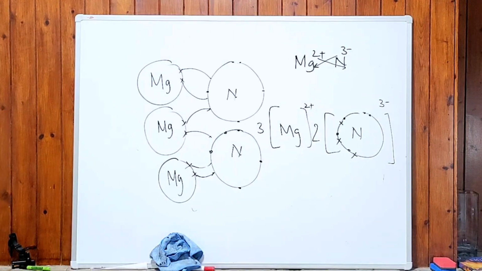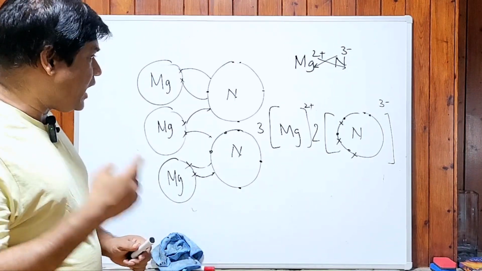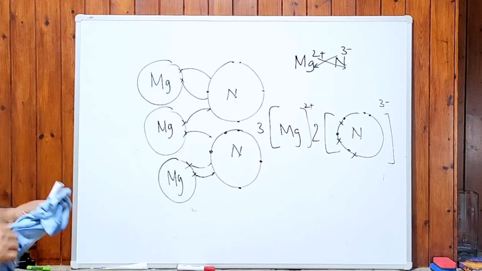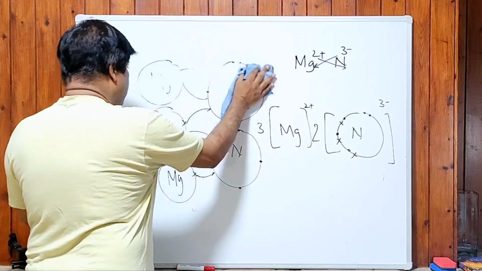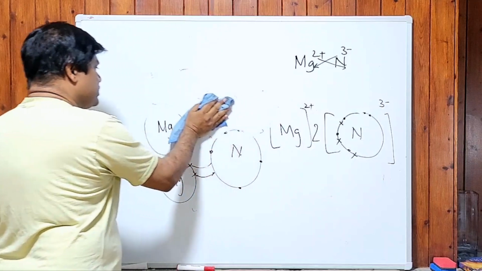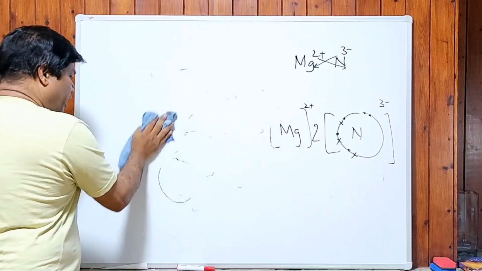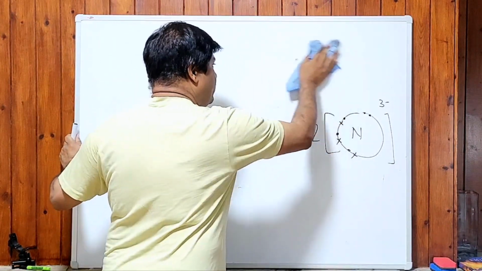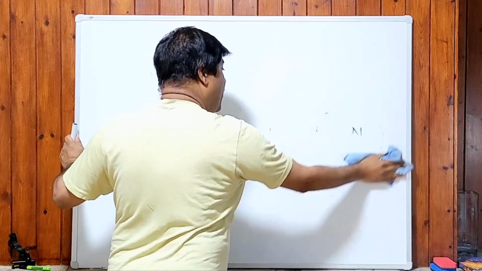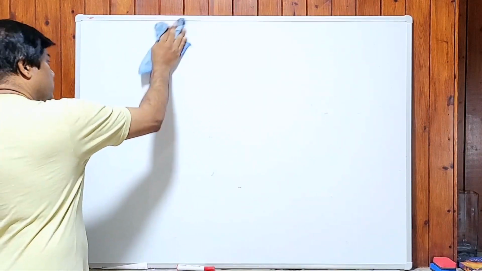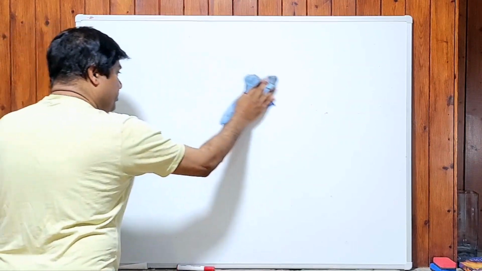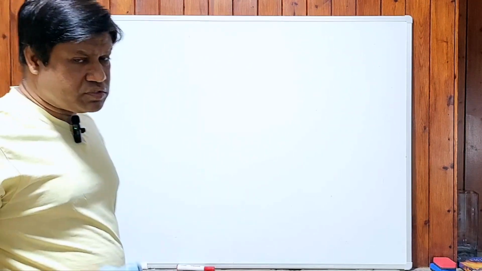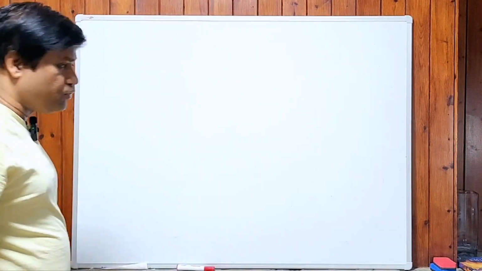Can we try aluminum? Let's try aluminum chloride, aluminum oxide, and I will give you one homework for aluminum phosphide. Let's do 2 more. Aluminum chloride: aluminum, a group 3 metal, gives away how many electrons, guys? 3. And chlorine gains 1 electron. So we need 3 chlorine and 1 aluminum. Draw the dot and cross structure of aluminum chloride.